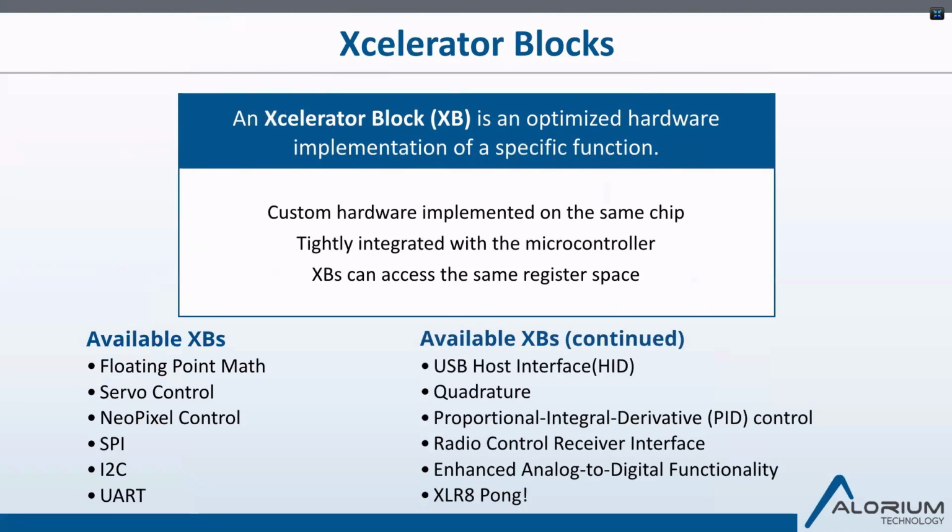In terms of available XBs that we currently make available to you, there's floating point math, servo control, and NeoPixels, which were some of the very early ones that we did. We've got some communication interfaces like SPI, I2C, and UART, as well as a handful of other things, a lot of which are good to support robotics applications, motion control, things like that. So quadrature servo. We've got a new radio controller receiver interface. So if you want to use something in a drone platform or a robotics platform and talk to a receiver for an RC controller, you can do that. One of our engineers came up with an Accelerate Pong game. So if you want to play old school Pong on your Accelerate, you can do that with an XB.